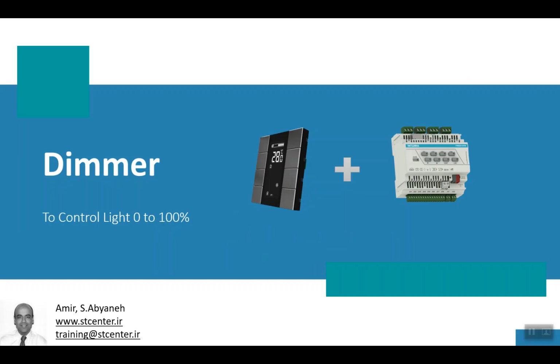Okay, what is our goal? Our goal is to use the KNX Keypad and KNX Dimmer Actuators to provide the control of the light continuously between 0 to 100%. This is the main goal.